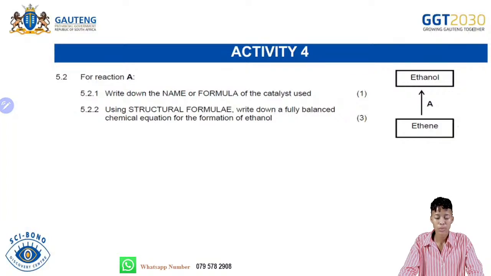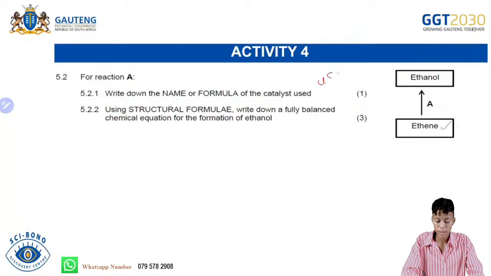Then 5.2, it says for reaction A, write down the name or the formula of the catalyst that is used. So for reaction A, what is it that you are moving from? You are moving from an unsaturated compound. Why is it unsaturated? Because of this ethene. So unsaturated compound, you know that the next one is going to be saturated. So we said it is an addition reaction, but what type of addition reaction?